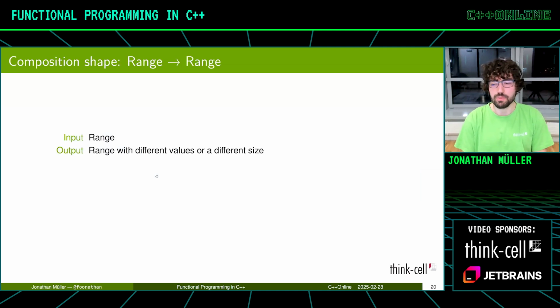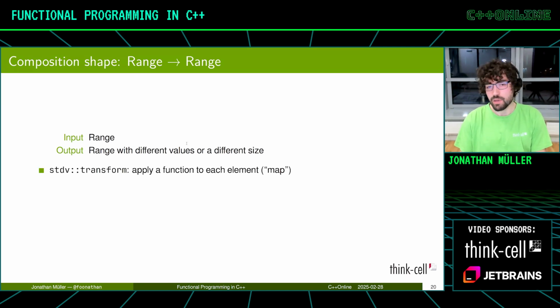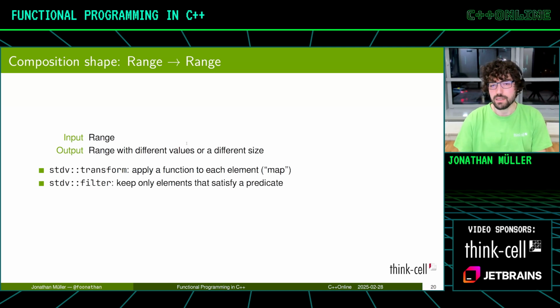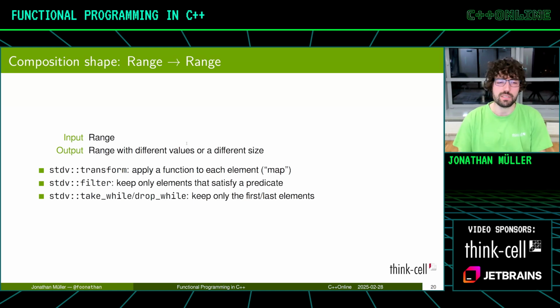So the general composition shape we've seen here is one that takes a range and returns a range, but with potentially different values or a different size. So we see transform applies a function to each element, and usually this is called map, but not in C++. In C++ it's called transform. Then we've got filter. Filter keeps only the elements that satisfy a predicate. And similarly, there are views like take_while or drop_while that remove a prefix or suffix from our range.